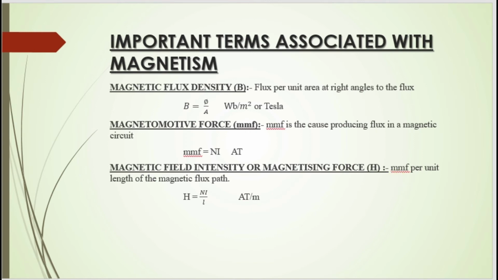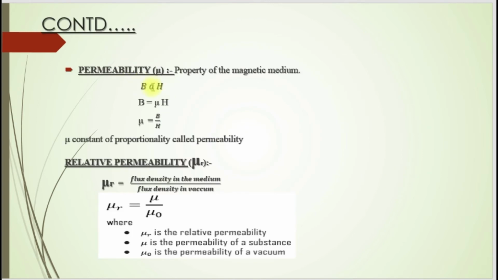So you can remove this proportionality by means of a constant which is known as permeability. So B is equal to mu into H, where mu is known as the constant of proportionality which is called permeability. So permeability of a material means conductivity. So mu is equal to B divided by H.